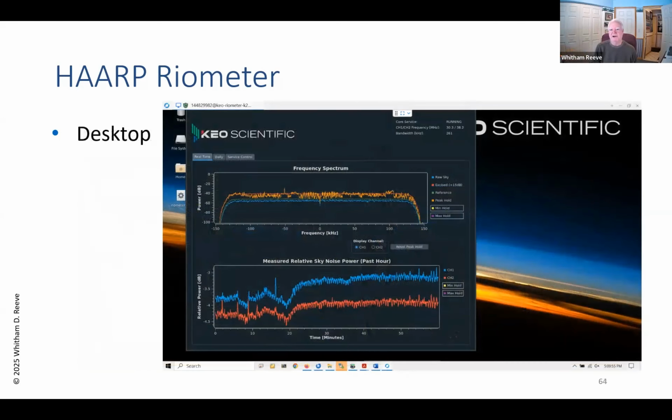Here's a screenshot of the desktop, and you can select the frequency spectrum over about a 250 kilohertz bandwidth. You can select channel 1 or channel 2 to display. You can set it to do max hold and so on. And then down below here, you have a relative sky noise plot, where the red is channel 2 and the blue is channel 1. And so that just gives you a kind of a reading that you can use.